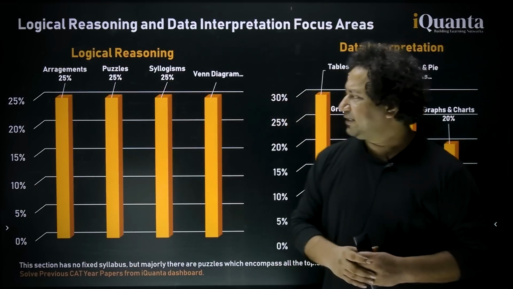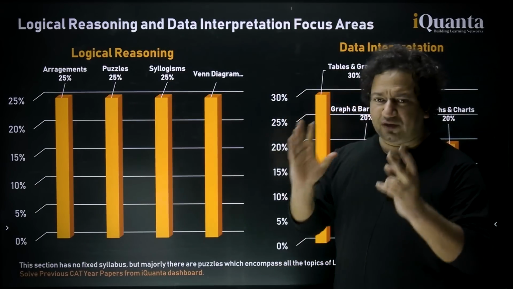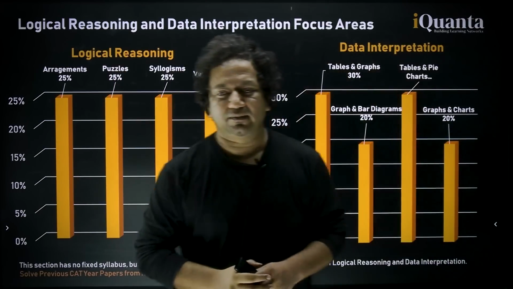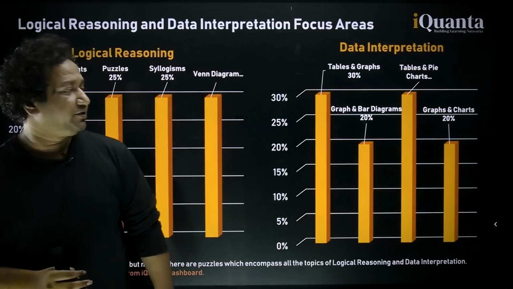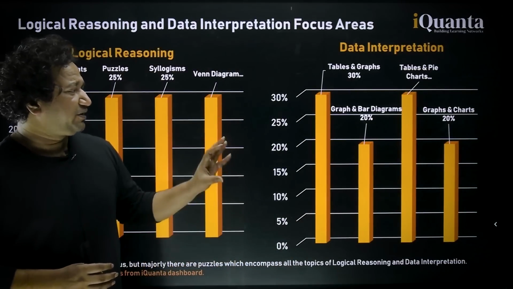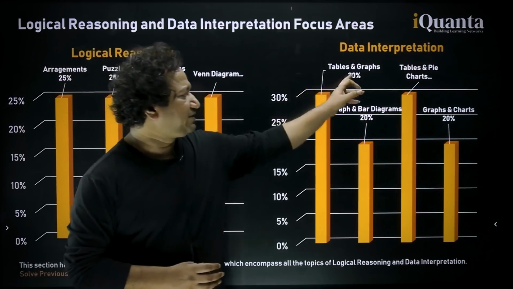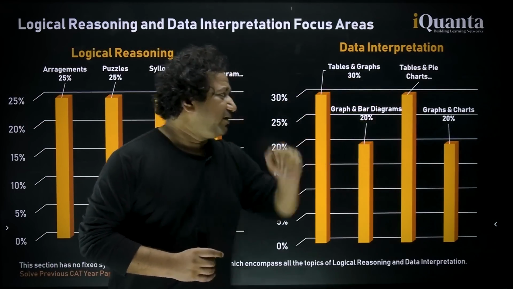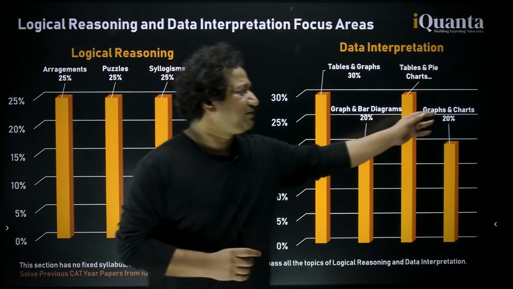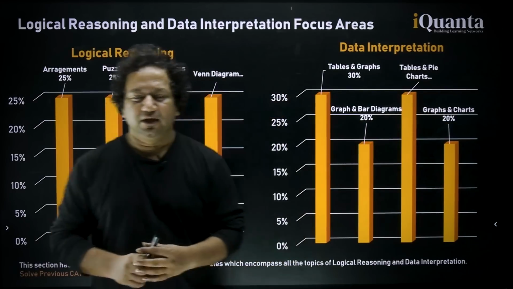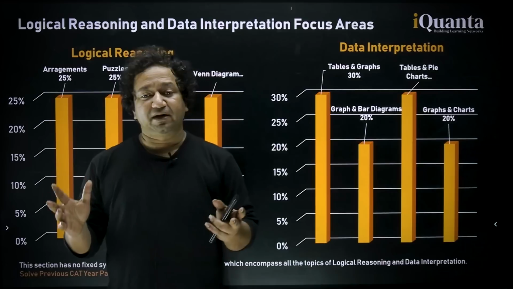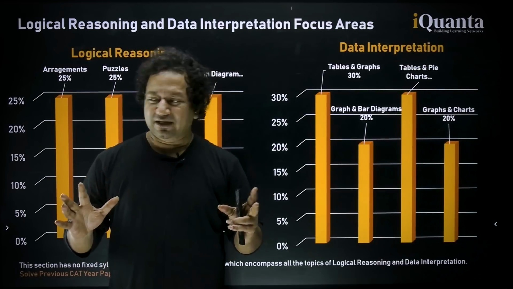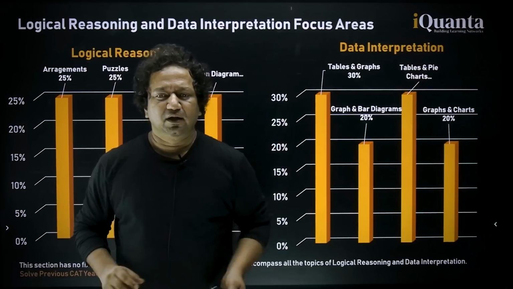In logical reasoning, you can give equal focus to these topics: arrangements, puzzles, syllogisms, Venn diagrams, and similarly in data interpretation, you can give equal weightage, not equal, more or less equal, like 30% to tables and graphs, bar diagrams 20%, pie charts again, and then graph and charts. There are different graphs and different charts, mixed graphs and mixed charts. Like they can be scatter plots, they can be spider webs, and all that stuff can be there. But majorly, it's puzzles which encompass all the topics combined.